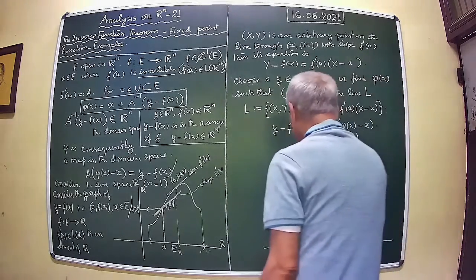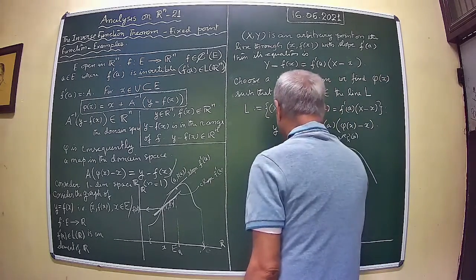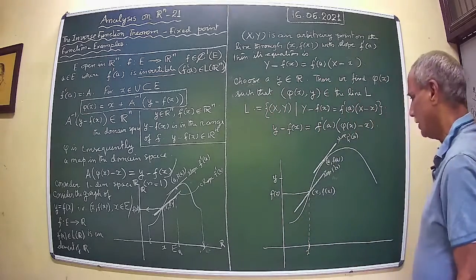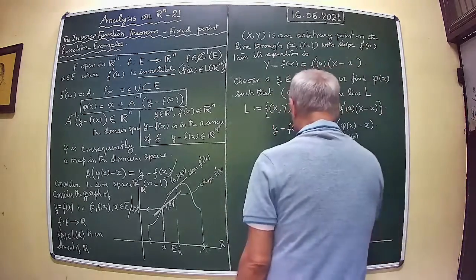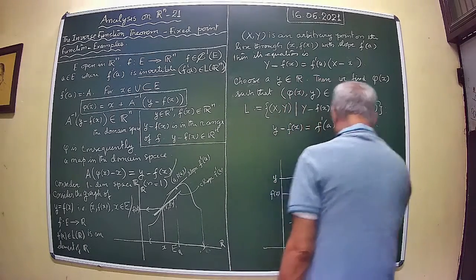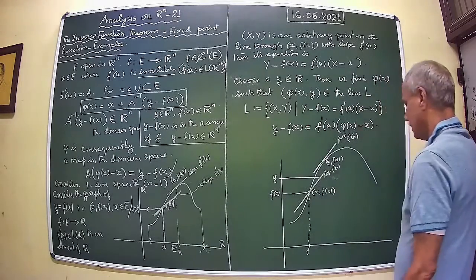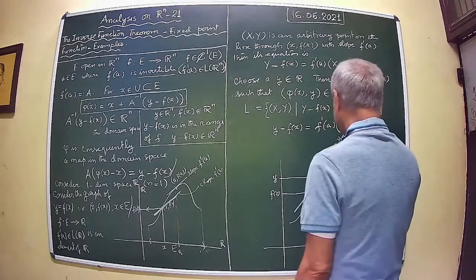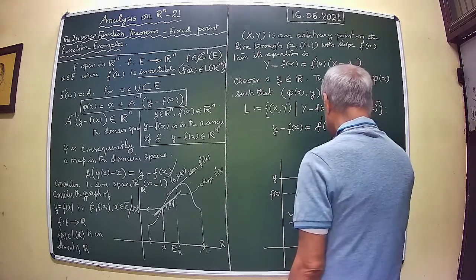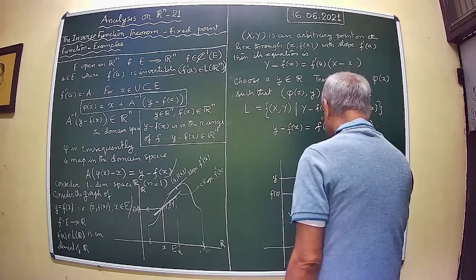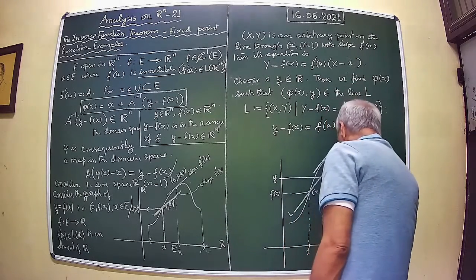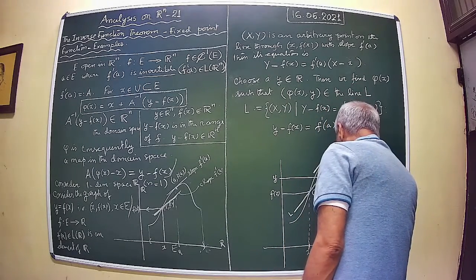How do you do that? Take a y and corresponding to y there is a phi x. What is that? So you walk parallel to the x-axis until you meet this line L, and then find out the x coordinate of that. This is what you call phi x.